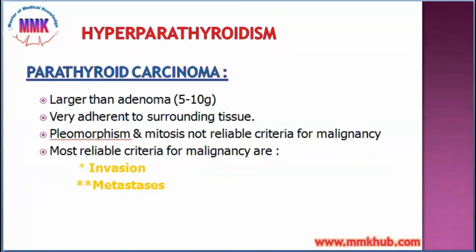A rare cause of hyperparathyroidism is parathyroid carcinoma. Carcinoma size is larger than the adenoma and it is adherent to the surrounding tissue. The reliable criteria for parathyroid carcinoma are invasion and metastasis. There may be pleomorphism and mitosis, but they are not as reliable as invasion and metastasis.